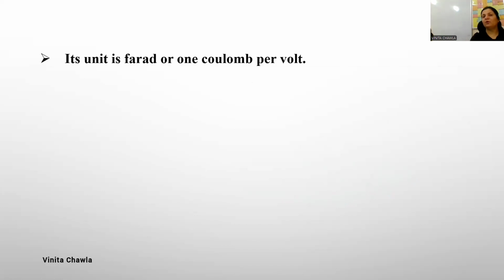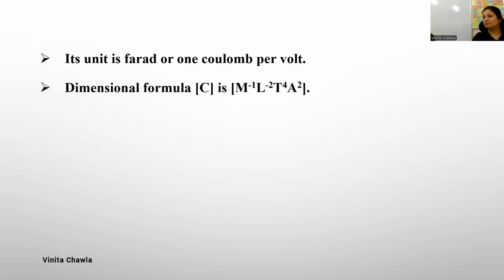Its unit is farad or 1 coulomb per volt. Capacitance is measured in farad, and because C is Q upon V, na? So Q is measured in coulomb and potential difference is measured in volts. So 1 farad is 1 coulomb per volt. And dimensional formula we can easily find out. Find out karo. C is equal to Q upon V.